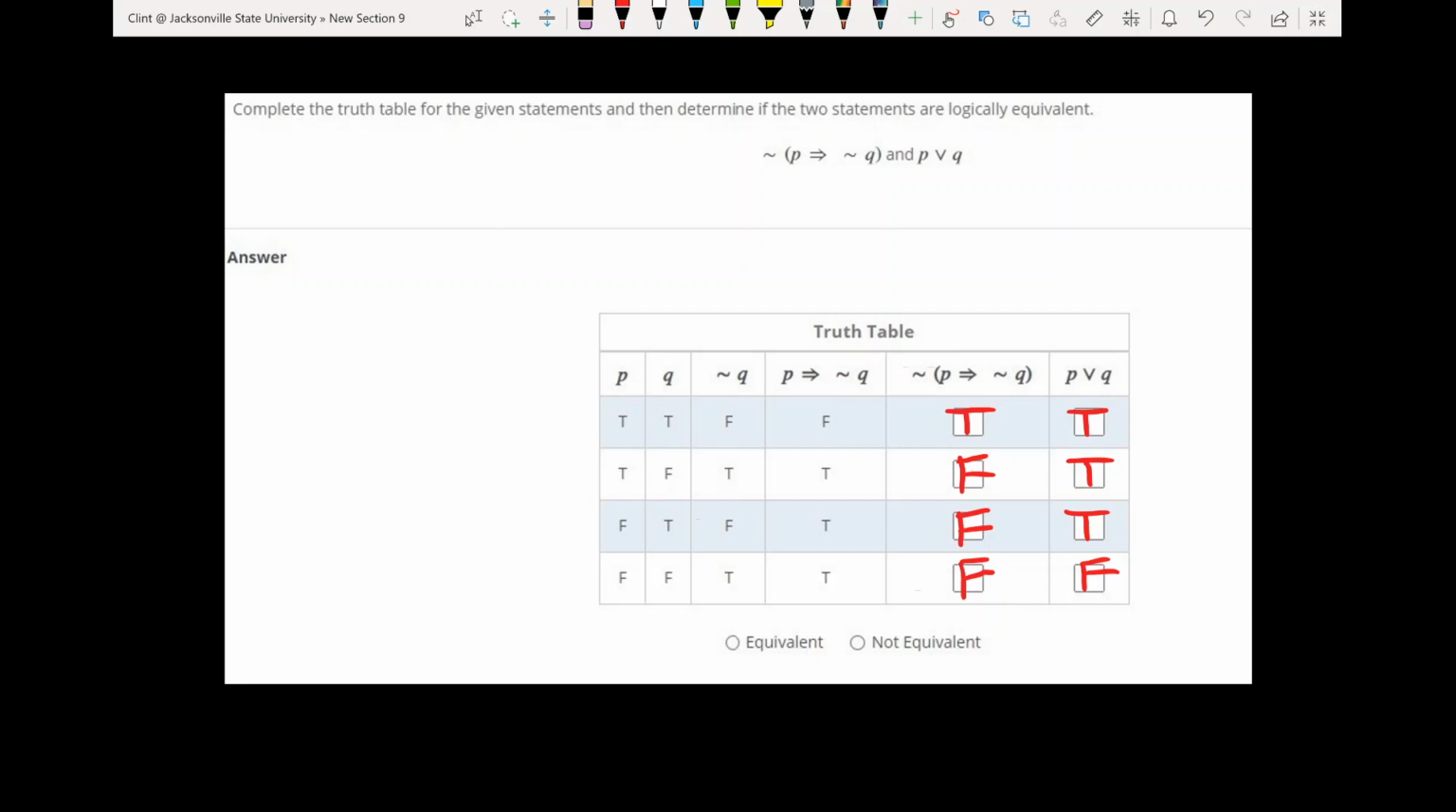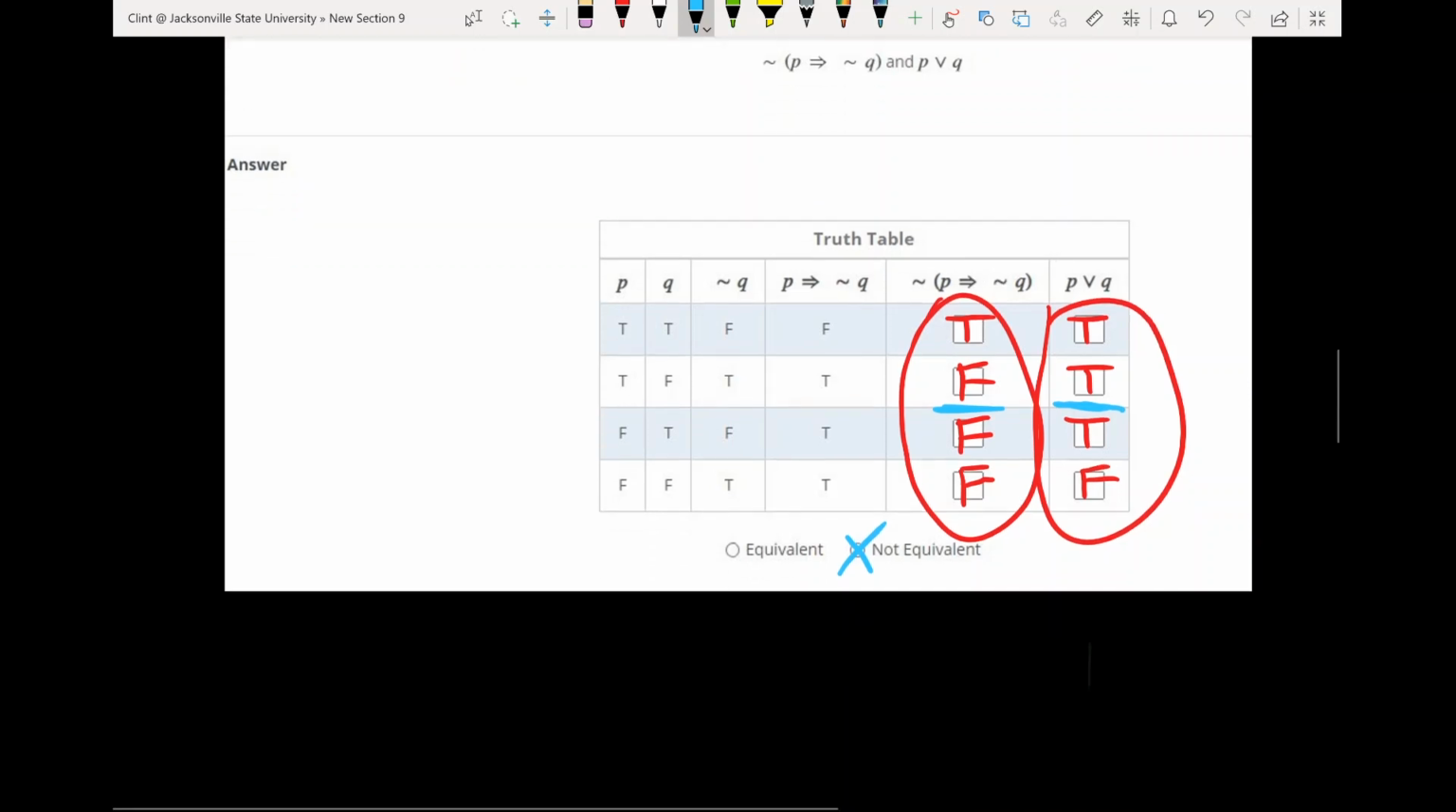So now we've got our 2 statements, and the only way these 2 are equivalent is if the truth tables for this column and this column match. But they don't, because here this one's false, this one's true, so these don't match, so these are not equivalent. Just take it one little step at a time.